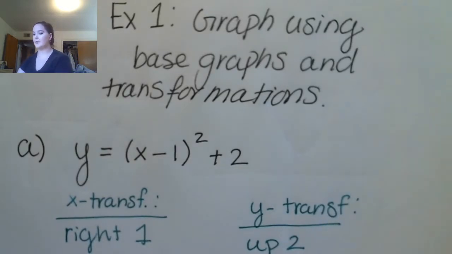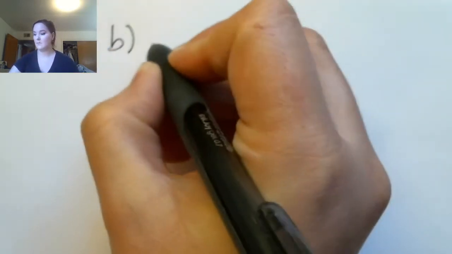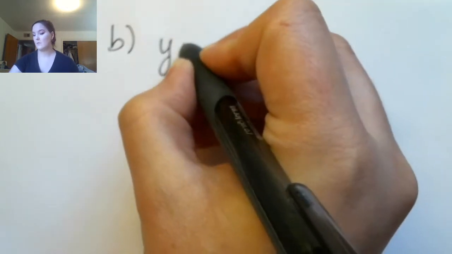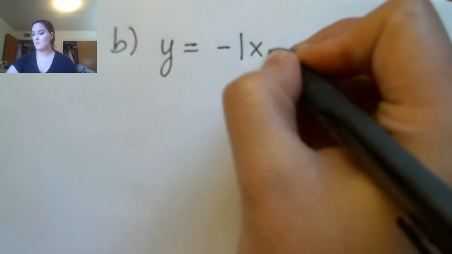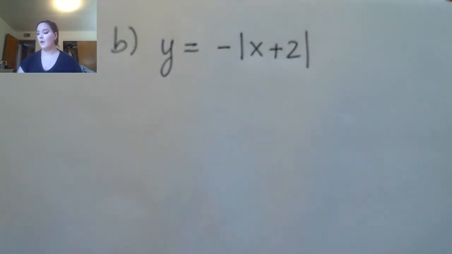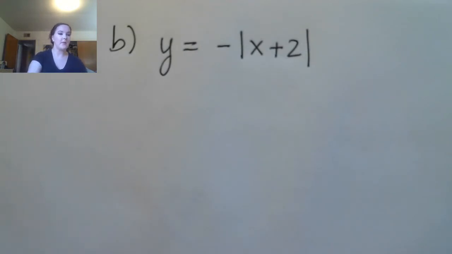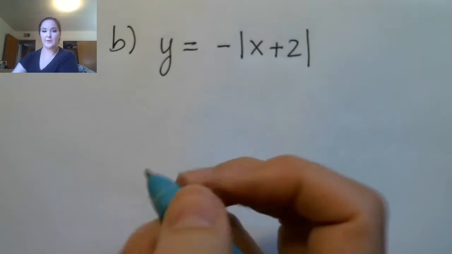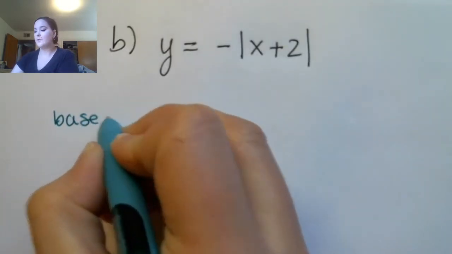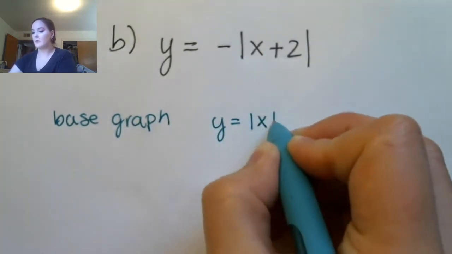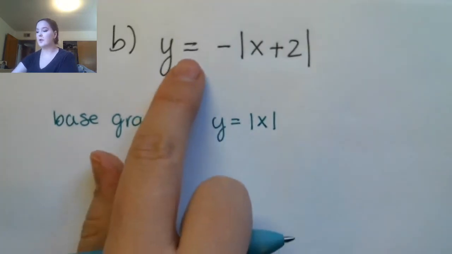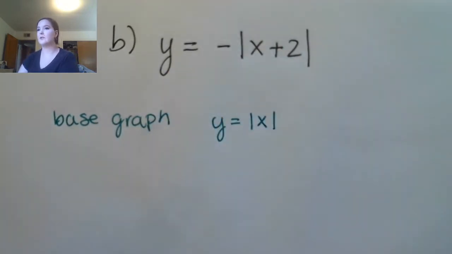Let's do another example like this. So the first thing we're going to do is list our base graph and transformations. So our base graph here is going to be y equals absolute value of x. Our transformations are going to come from this negative sign and from this +2.